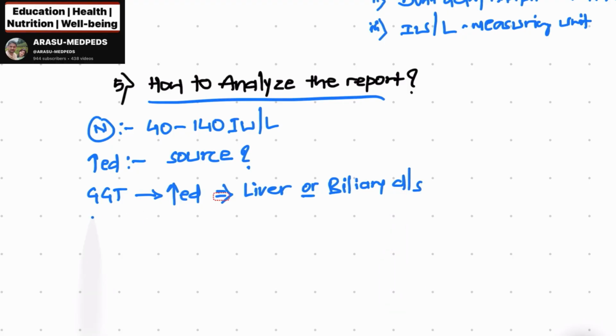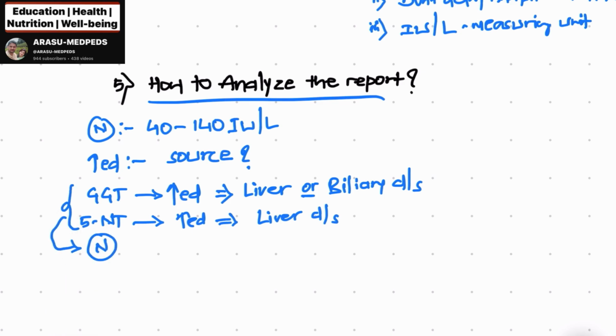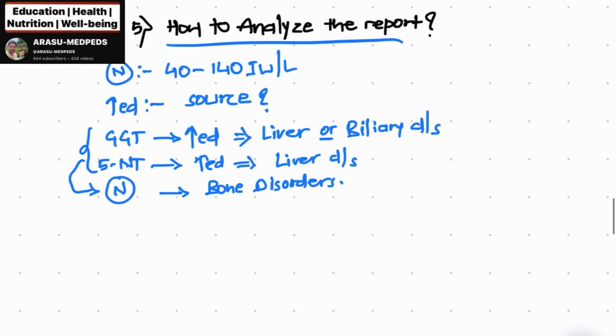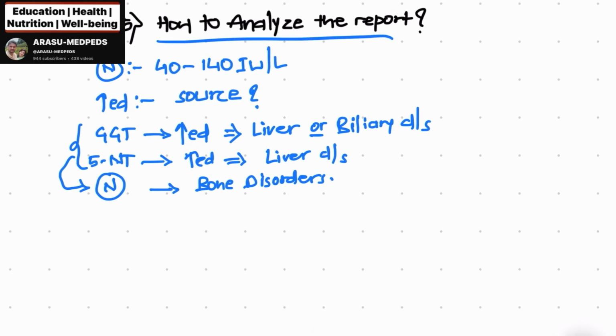And similarly, one more molecule, that is 5-nucleotidase. Suppose this is increased, it is very helpful in finding out liver disease. If both of these are normal, we have to consider some bone disorders. Right? Because we have ruled out the conditions related to intestine, placenta, and germinal tissue. So we are left with only bones and the hepatobiliary system.